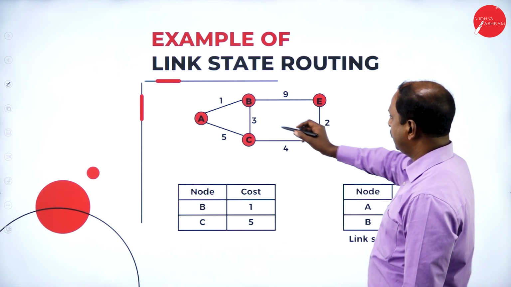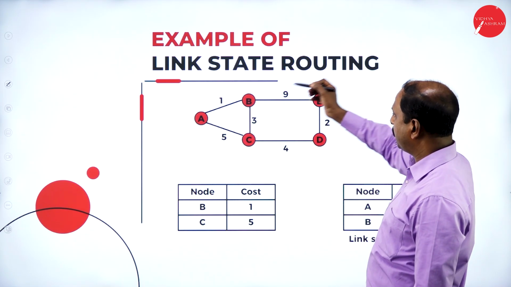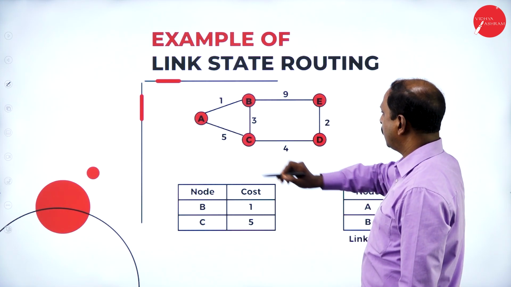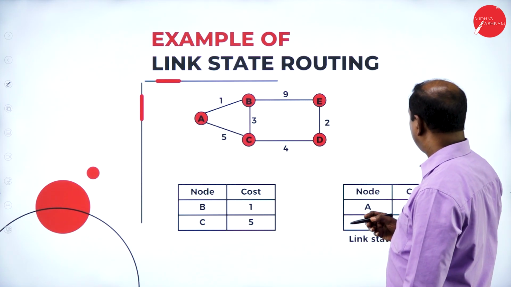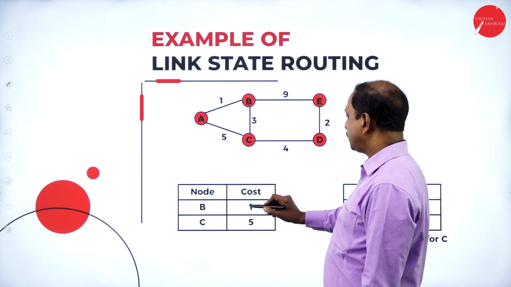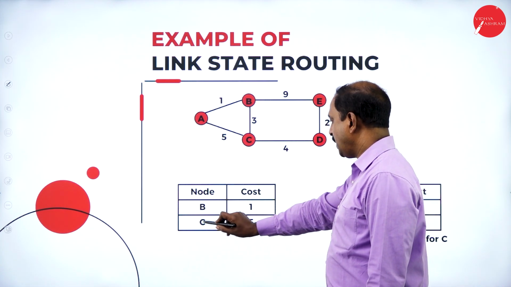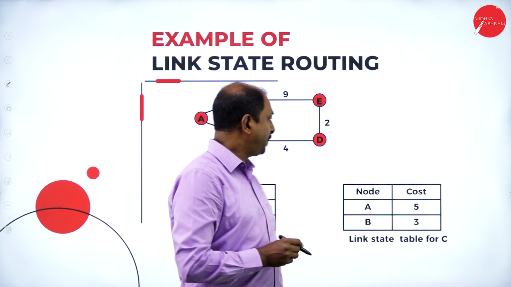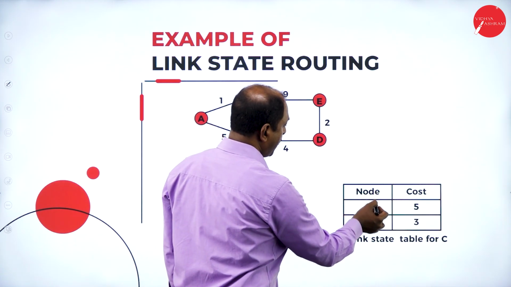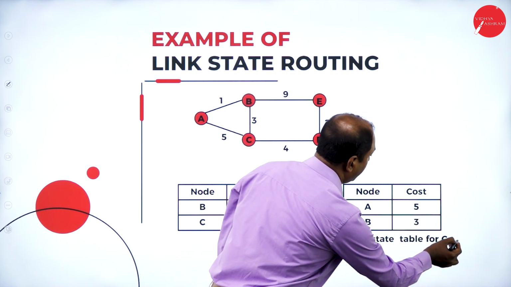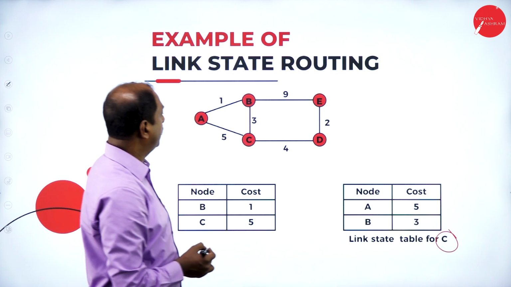So here is a network example. In the network we have A, B, C, D, E as the routers. Now look at this. This is a table for node B, with node A and node C, where the cost is 1 and 5. And if you look at this table, it says node A and B, the cost is 5 and 3. This is the link state table for router C.